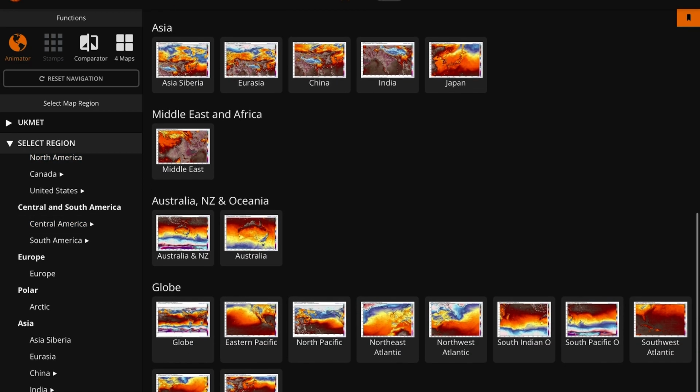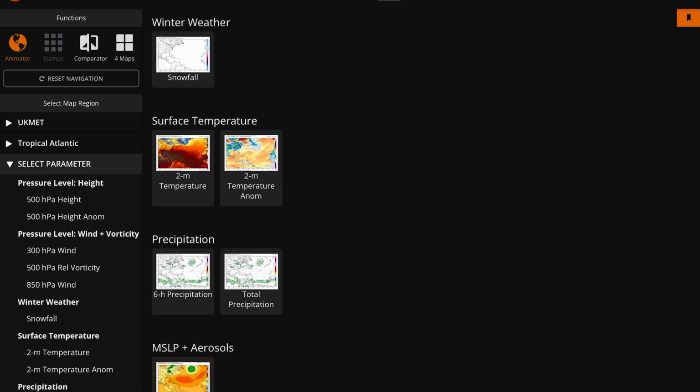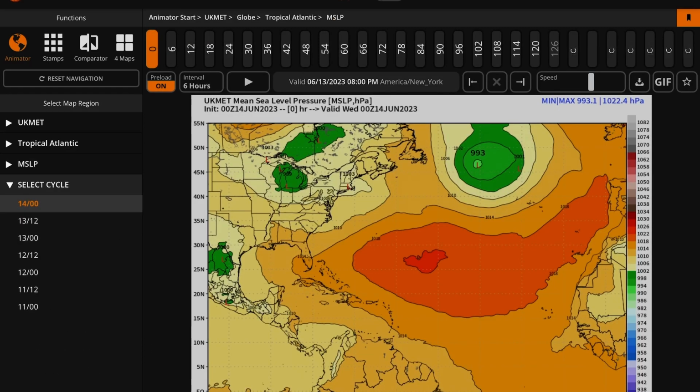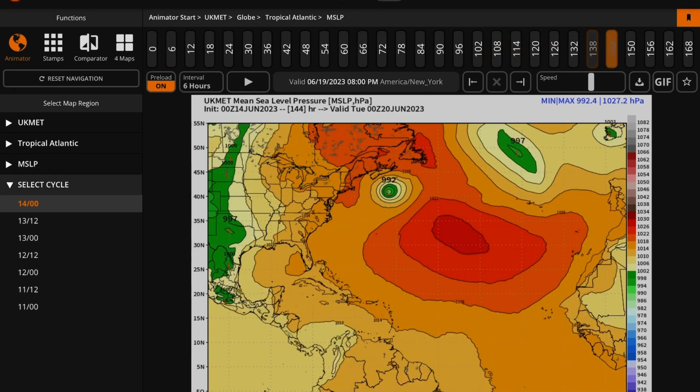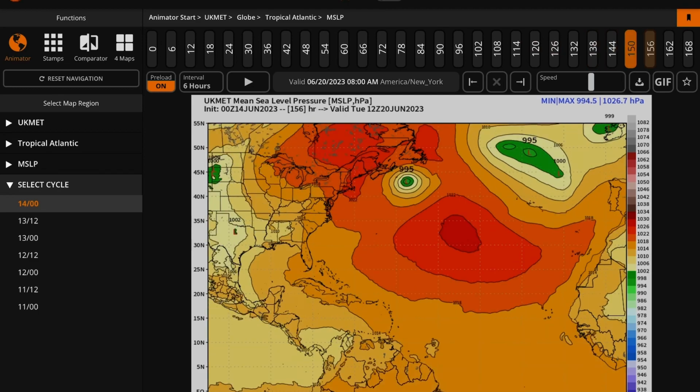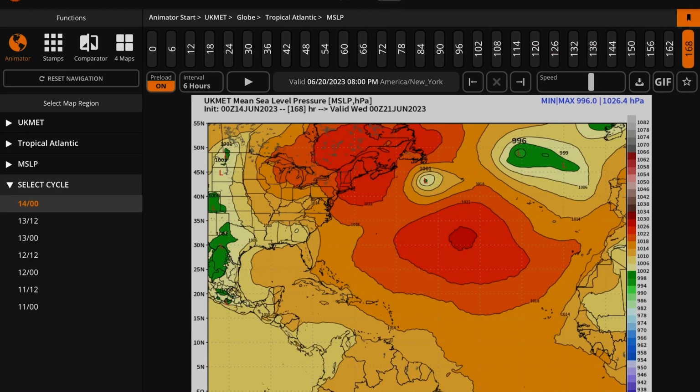UKMET, if we go to the tropical Atlantic, and we go to MSLP, they do show a low coming off there and becoming a tropical storm. Which, of course, a tropical storm is a tropical storm, whether it's a hurricane or not, it's named.